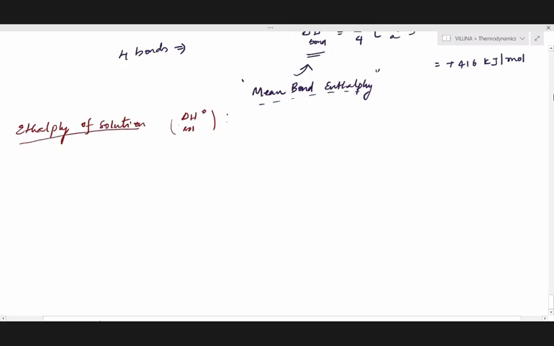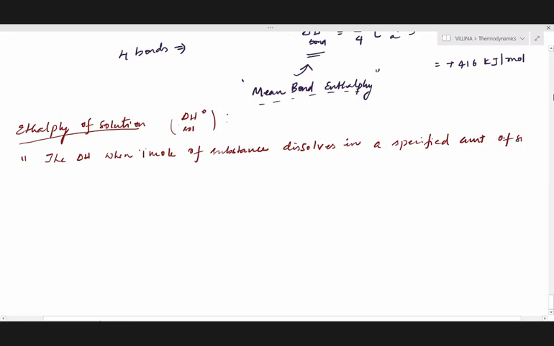The enthalpy of solution of a substance is the enthalpy change, the delta H involved when one mole of substance dissolves in a specified amount of solvent. Okay, let's take dissolution of an ionic compound only.